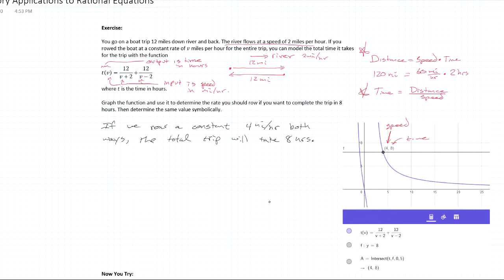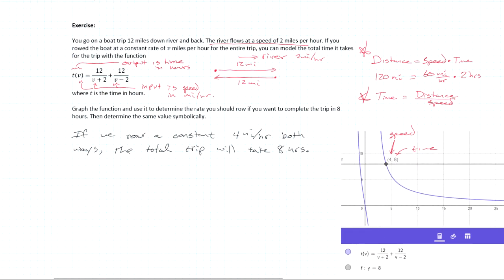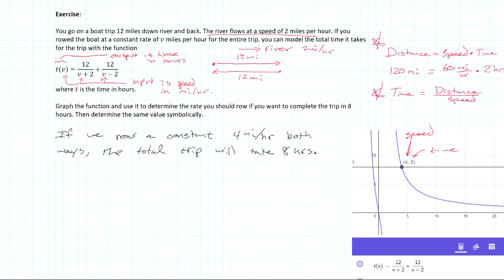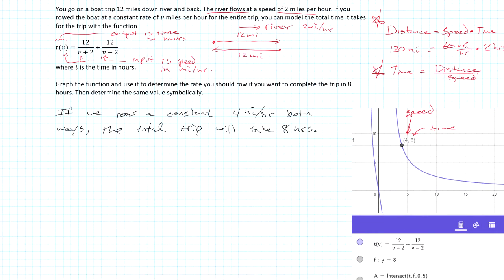And now we want to do the same thing, find the same answer symbolically. And this is what we're going to be focusing on a good amount in these lessons. We've solved equations graphically in the past, and so we are going to do some more of that here, but we also have never seen solving a rational equation symbolically, so that's another thing that we really want to spend some time on. So the total trip we want to take 8 hours. Now, that's the output for this function, so we can plug in 8 for the output for the time of the trip, and then we're looking for the speed, so we're going to be trying to solve for v here.